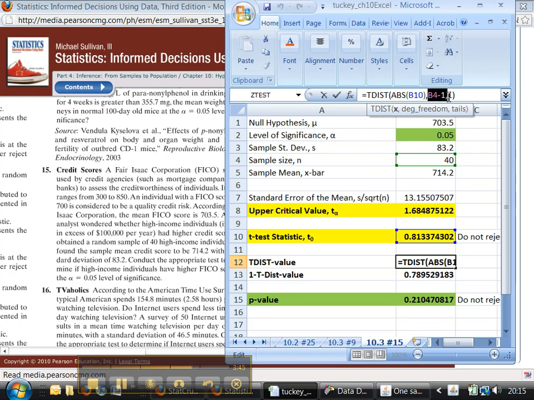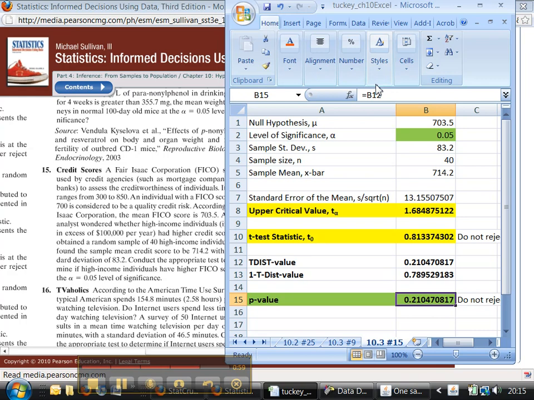Your degrees of freedom is right here, right? B4, which is 40 minus 1. And since this is a one-tailed test, because it's a right-tailed test, you type the number 1. And then you have the complement, which is 1 minus that value, just like before. And you go with whichever one's smaller, which in this case is this 0.21. Sometimes it won't be. Sometimes it'll be this high one. Again, those are a little bit strange.